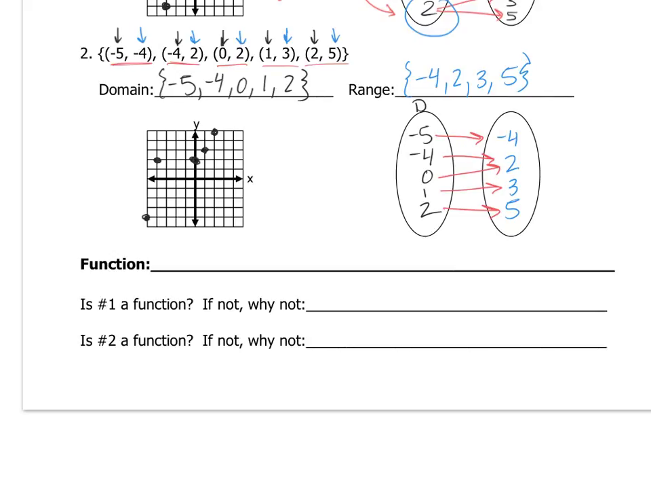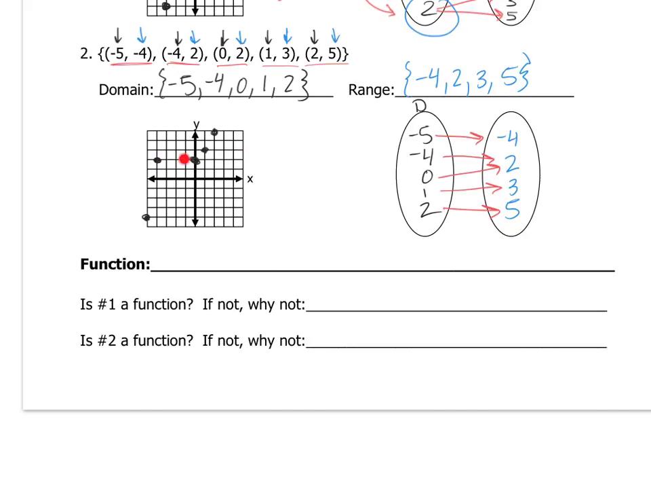So to test if this is a function or not, we can check to see if the vertical line test passes. No matter where we look, if we draw a straight line, we will never hit more than one of these dots at a time. Okay, remember this is a vertical line test, not a horizontal line test.